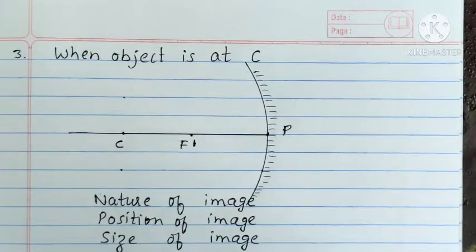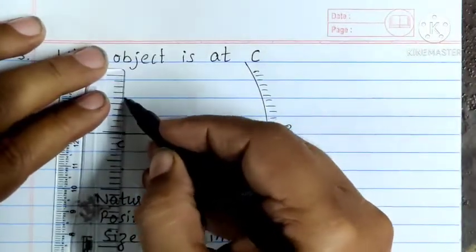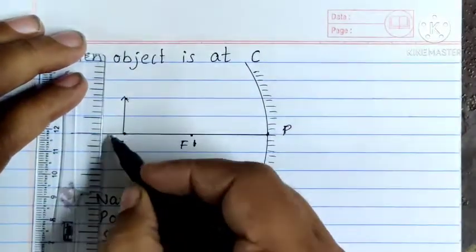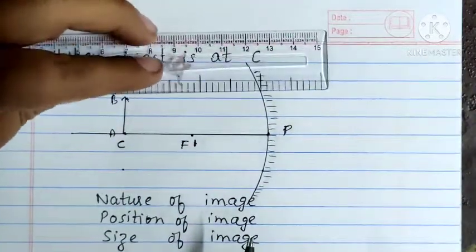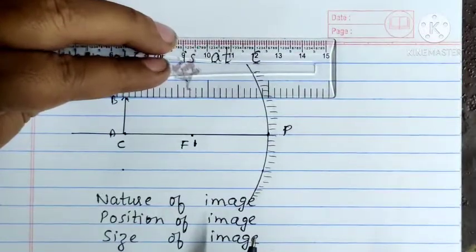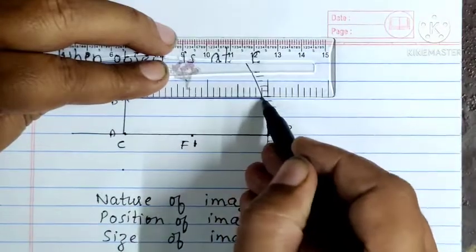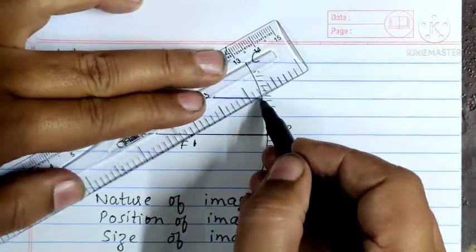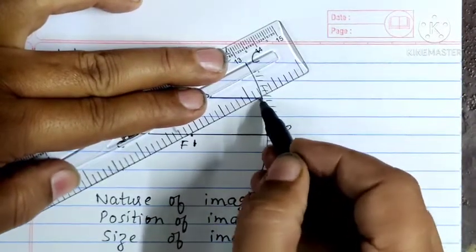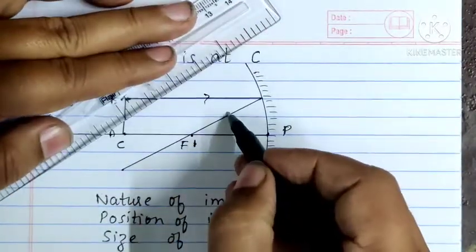Now let us take the third case, when the object is at C, that means at the center of curvature. I am making an object here at the center of curvature, denoted by AB, and the ray which is coming from the tip of the object parallel to the principal axis, as we know, after reflection passes through the focus. This is the reflected ray passing through the focus.